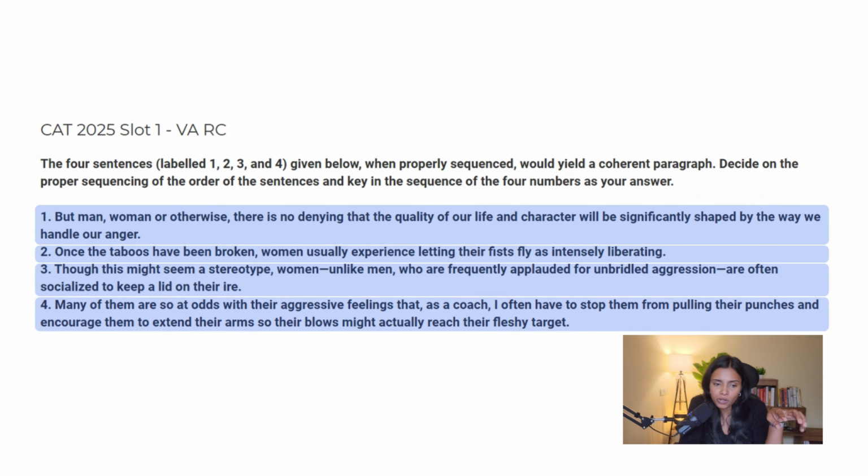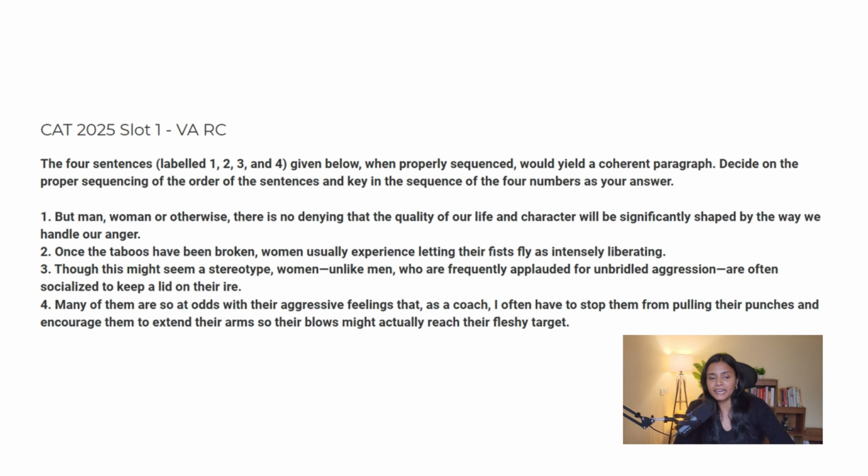Many of them are so at odds with their aggressive feelings that as a coach, I often have to stop them from pulling their punches and encourage them to extend their arms so their blows might actually reach their fleshy target. Many of them. Now, what them? I have no idea what is being talked about here. So the pronoun here, like I said, he, she, they, very rarely the opening sentence. So this means that option 3 is our opening sentence.